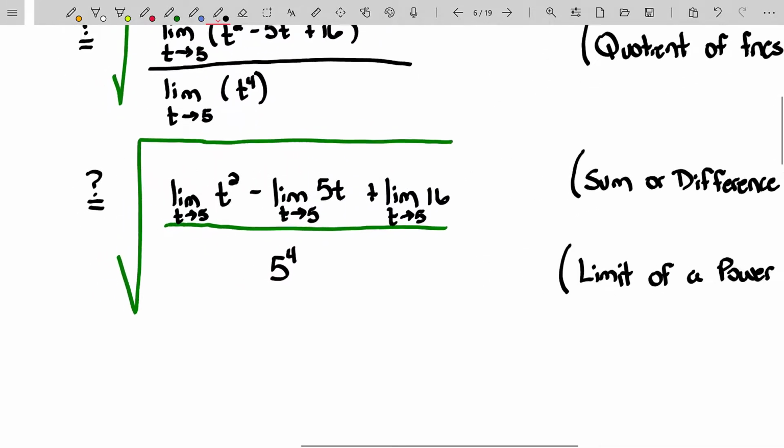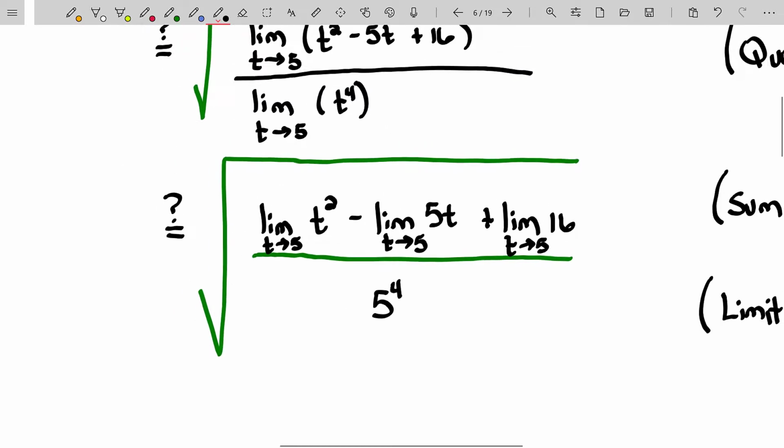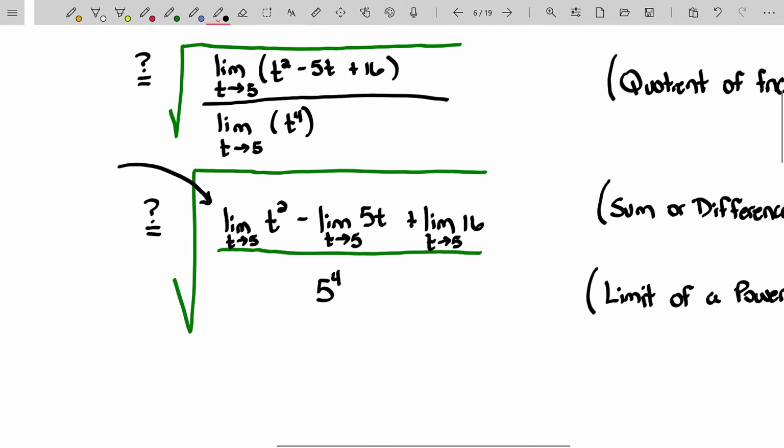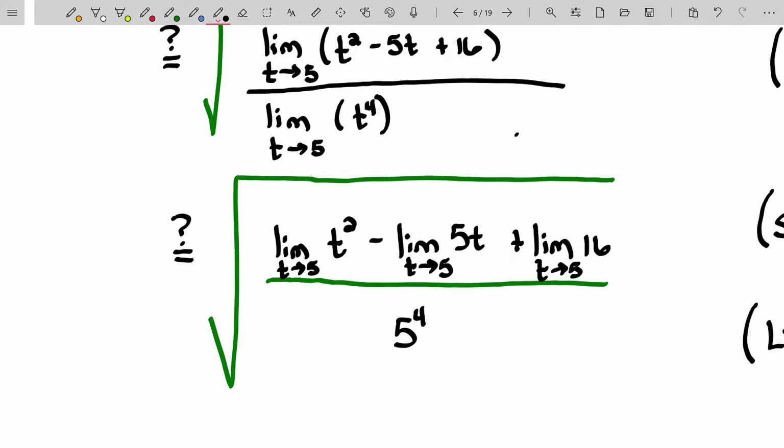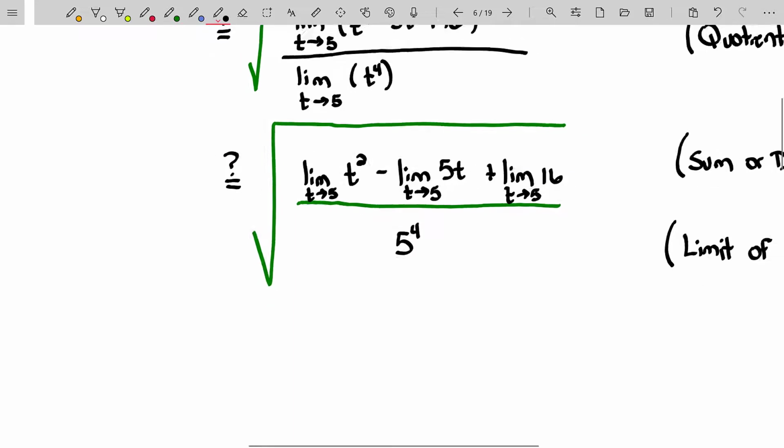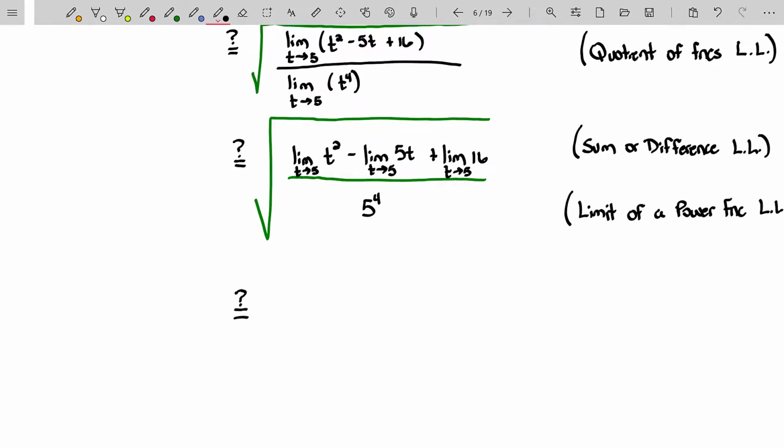Now let's see what else we can do. Well, I'm going to apply that limit of a power function limit law again. So the limit as t approaches 5 of t squared will be just 5 squared. This guy right here, we're going to factor out the 5. That's a constant multiple limit law. And this guy right here is the limit of a constant limit law. So let's write that stuff down. Before I get too far, I just want to mention that question mark is still there because I'm not sure if this is going to be negative underneath that even root or not. There's still that big questionable piece.